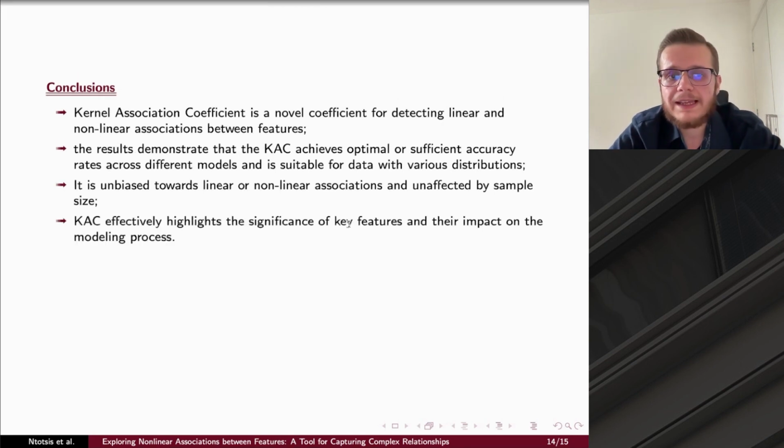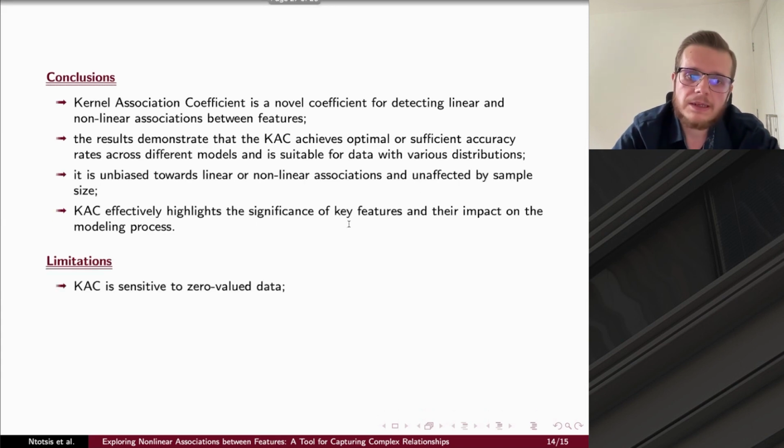Finally, we saw that KIC effectively highlights the significance of key features and their impact on the modeling or classification problems. However, KIC has some limitations that we try to address at this point. The first one is that KIC is sensitive to zero-valued data. So basically, if you have a data set with zero values, KIC cannot perform. You have to transform the data somehow in order not to include zero-valued data.